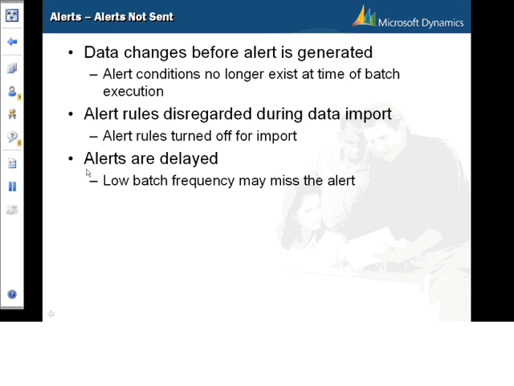So the third reason alerts could be delayed: if batch processing is set to be executed with a low frequency, alerts based on rules with a narrow time limit might not be sent in time to be of any use. For example, you have specified that you want to be alerted when a purchase order is due in 2 days. If the batch is only run every second day, the purchase order might actually be due 1 day after you receive your alert, and you do not receive the 2-day notice expected.